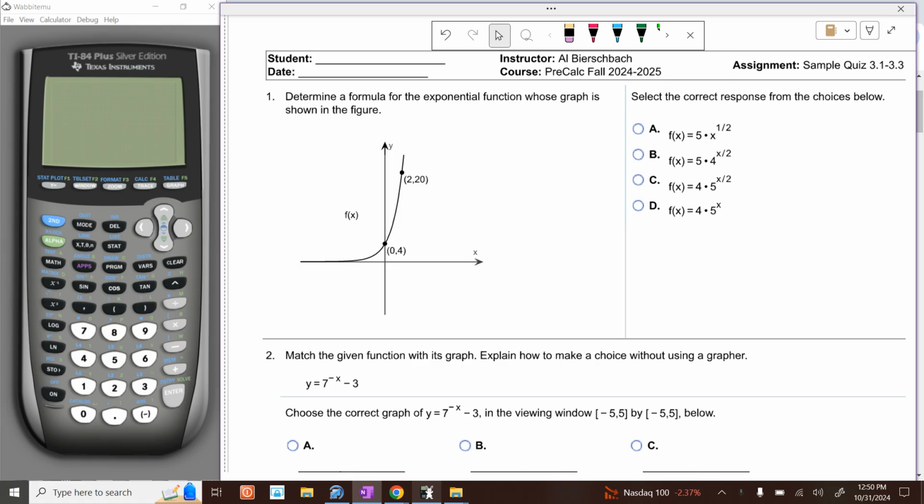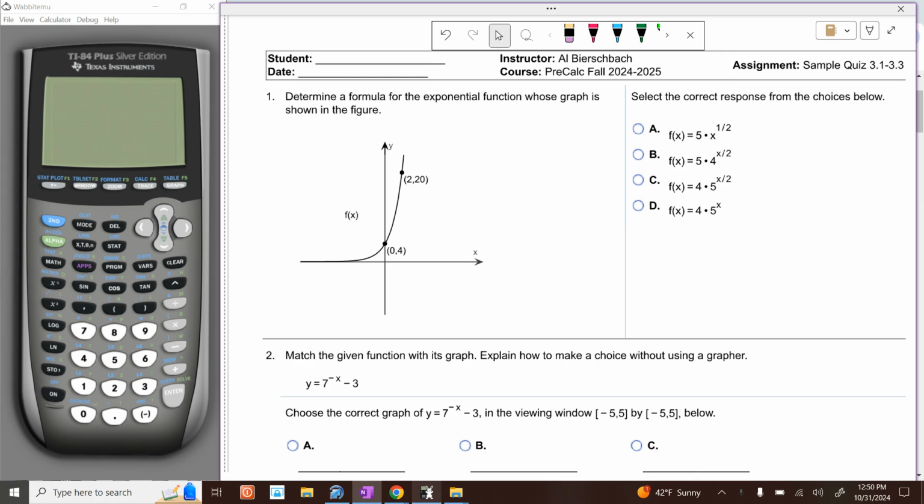Well, does it have a 5 first or a 4 first? 4, because the initial value is 4. (0, 4): 0 tells you the x value is 0. That gives you the initial value. 4 is where the initial value is. So 4. So it's one of these two.